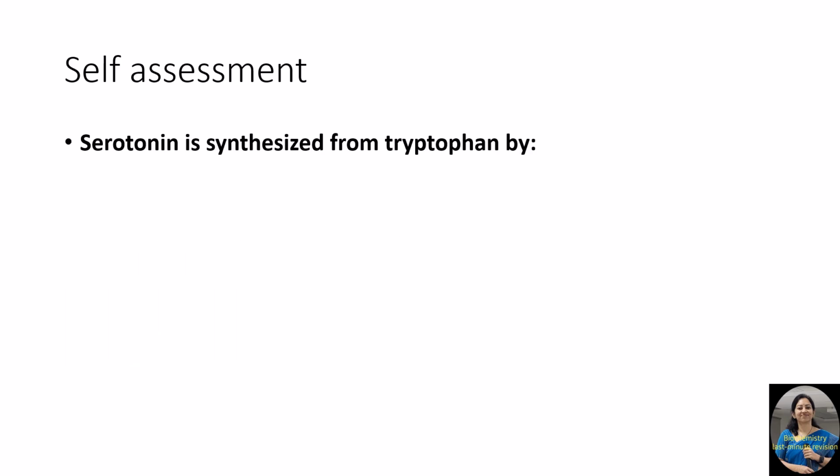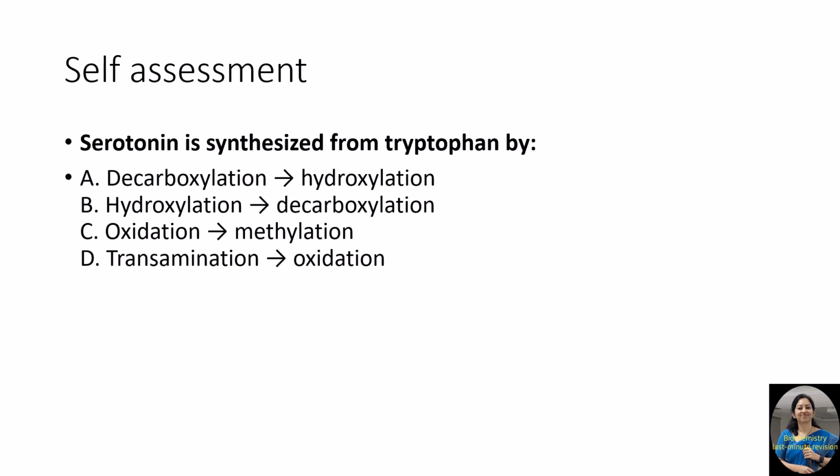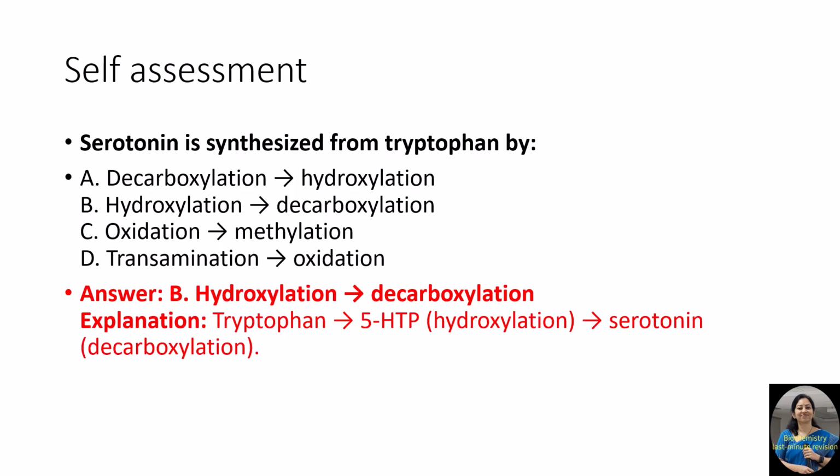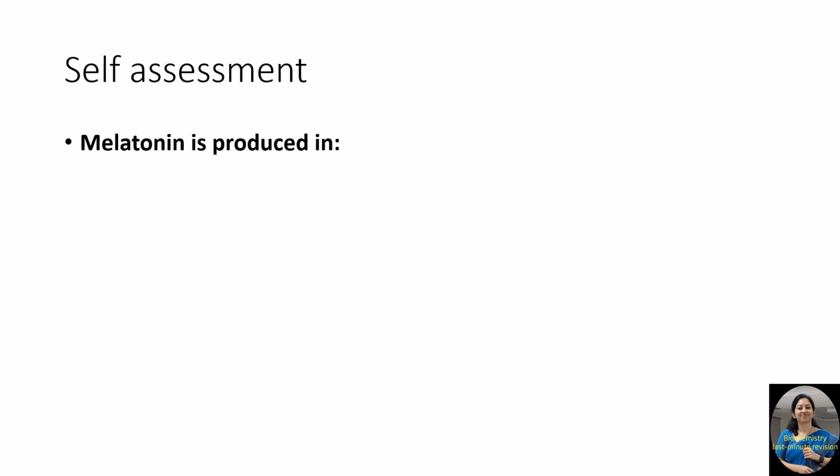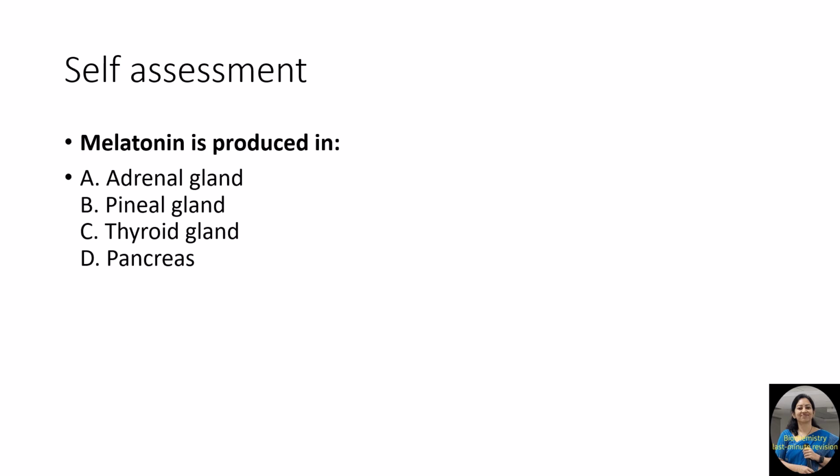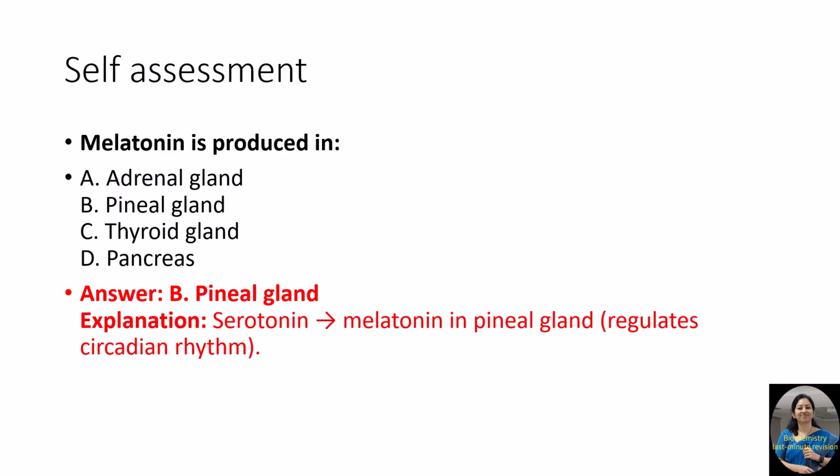Next question, serotonin is synthesized from tryptophan by decarboxylation, hydroxylation, oxidation, transamination, and the answer is hydroxylation. So tryptophan undergoes hydroxylation to form 5-hydroxytryptophan, which on decarboxylation gives serotonin. Melatonin is produced in the adrenal gland, pineal gland, thyroid gland, pancreas. Answer is simple, pineal gland. So serotonin undergoes methylation with the help of S-adenosyl methionine, which acts as a methyl group donor, to form melatonin in the pineal gland, and it regulates diurnal variation, circadian rhythm and sleep.